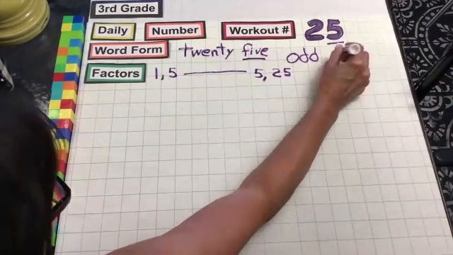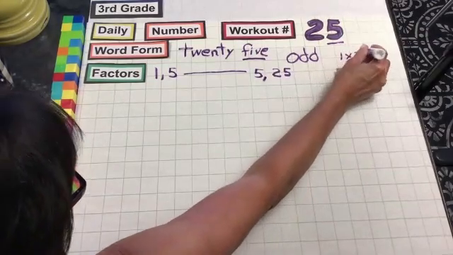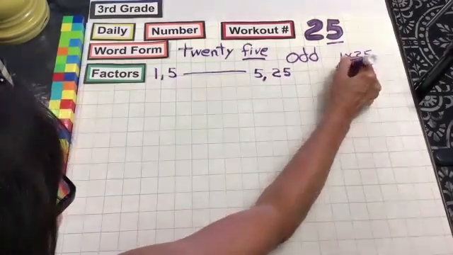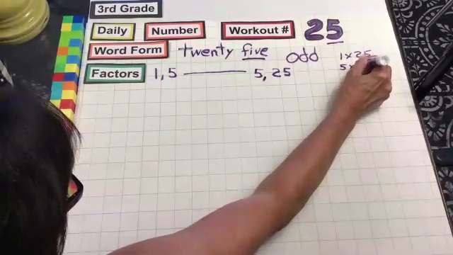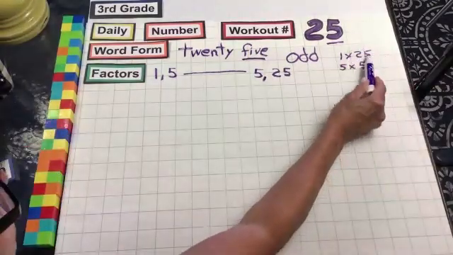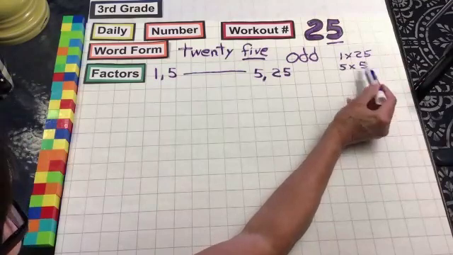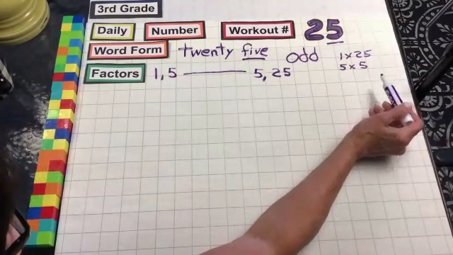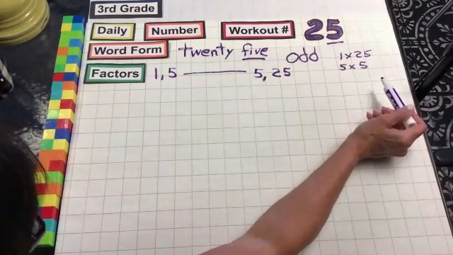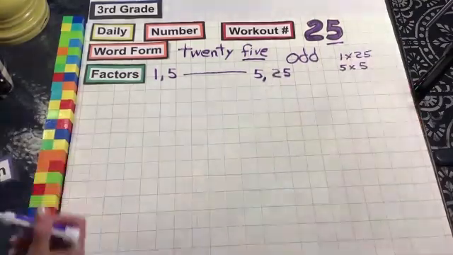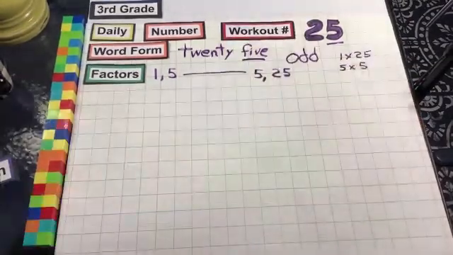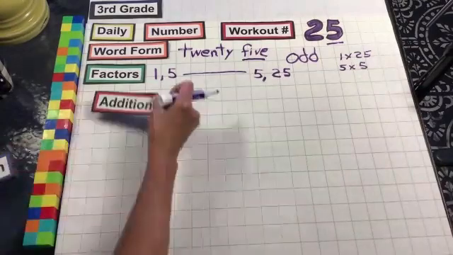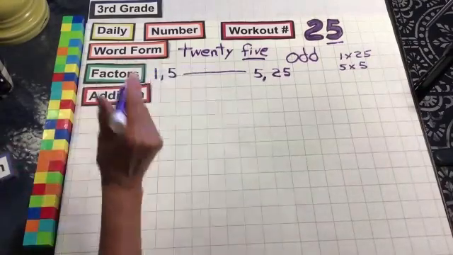So our factor pairs are 1 times 25 and 5 times 5. 5 fives, if we added 5 plus 5 plus 5 plus 5 plus 5, we'd get 25. So it's like 5 nickels. All right, let's go on to addition.